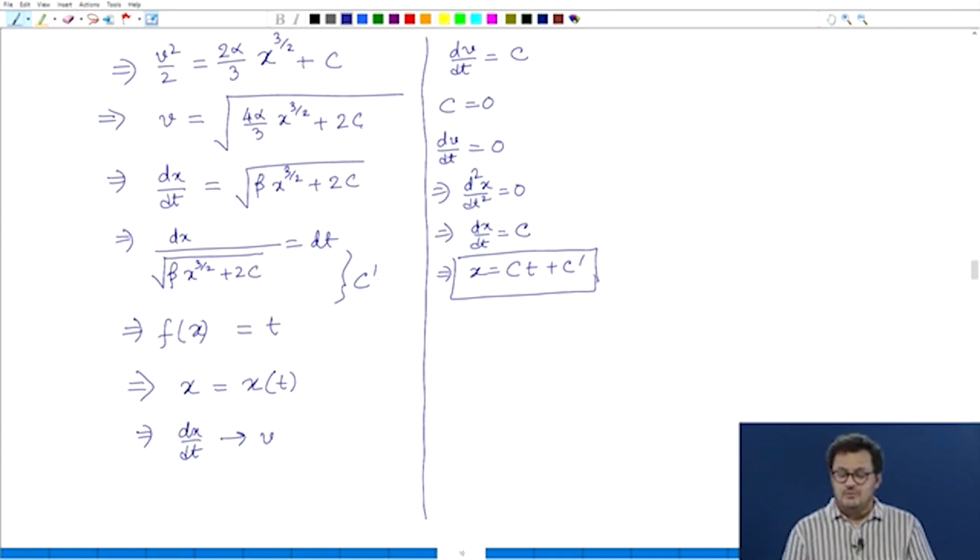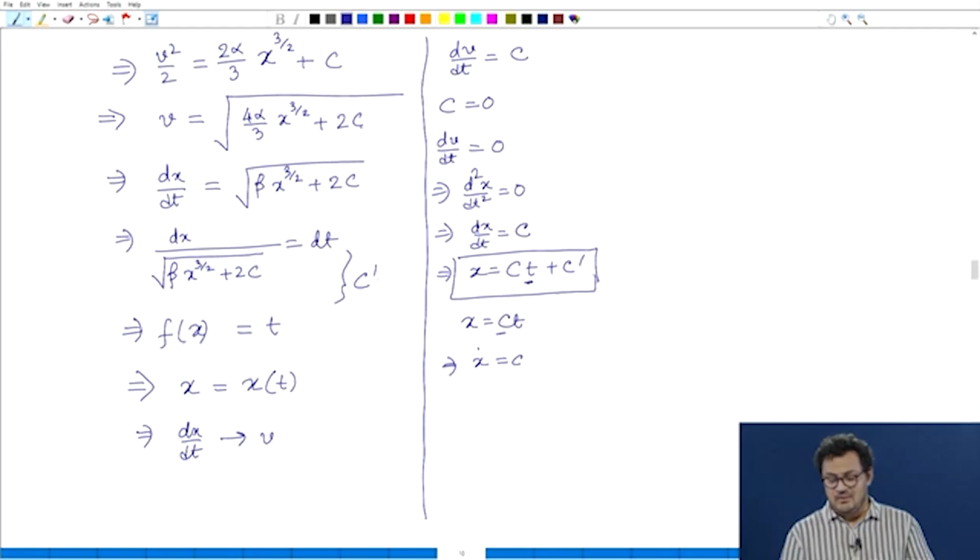Now, you can say that if at t is equal to 0 my initial displacement x is 0, then simply this c prime will be 0 and you will have simply x is equal to ct. If x is equal to ct, then still this c you have to determine. For that you have to know the second initial condition on the velocity. Now you know what the velocity will be. Velocity is x dot, c.